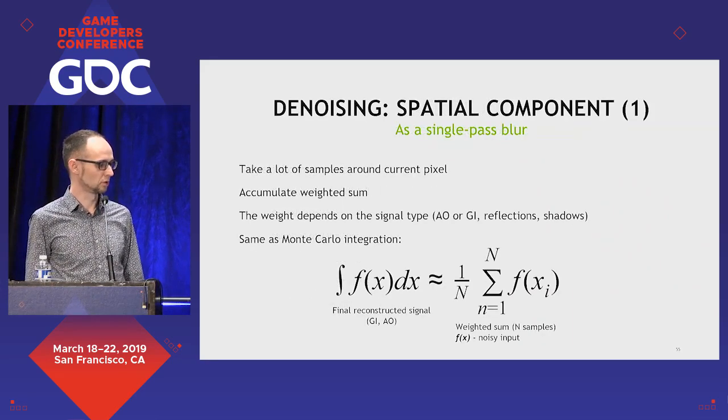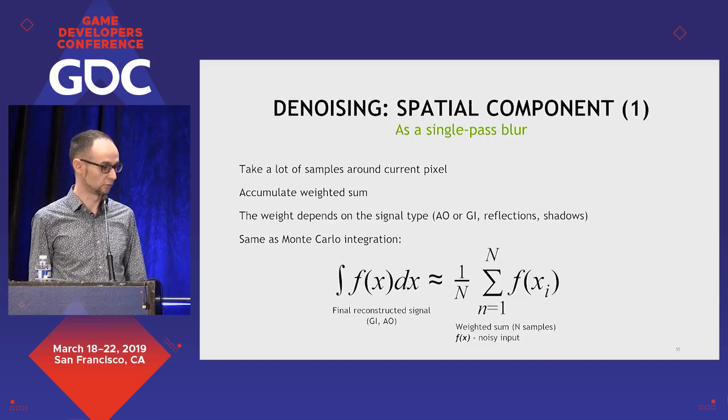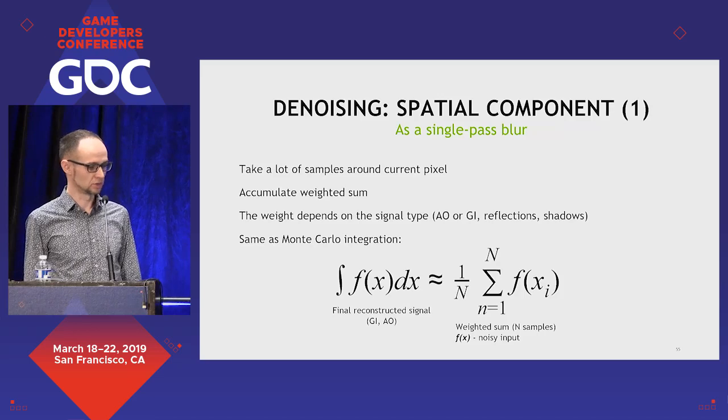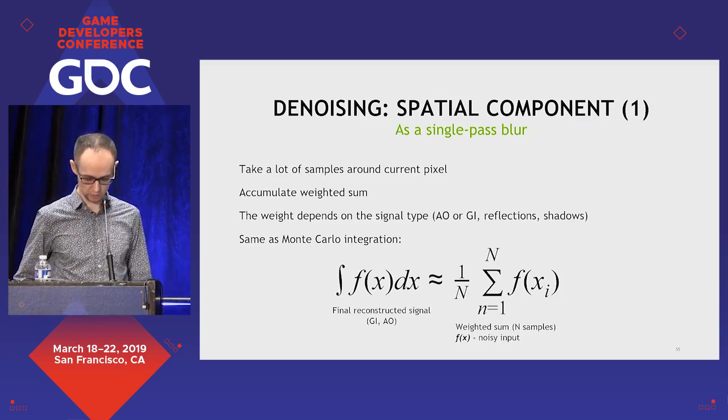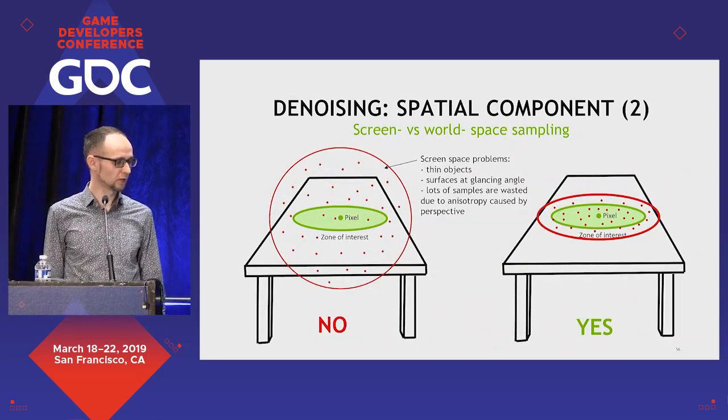The first component is spatial, so what is it? Actually, you can think about it like a single pass blur. Just take a lot of samples around the current pixel, which is our point of interest, and accumulate a weighted sum. The weight can depend on the signal type, and by definition, it's Monte Carlo integration, some kind of. When we deal with a blur-like filter, we need to choose the sampling space.